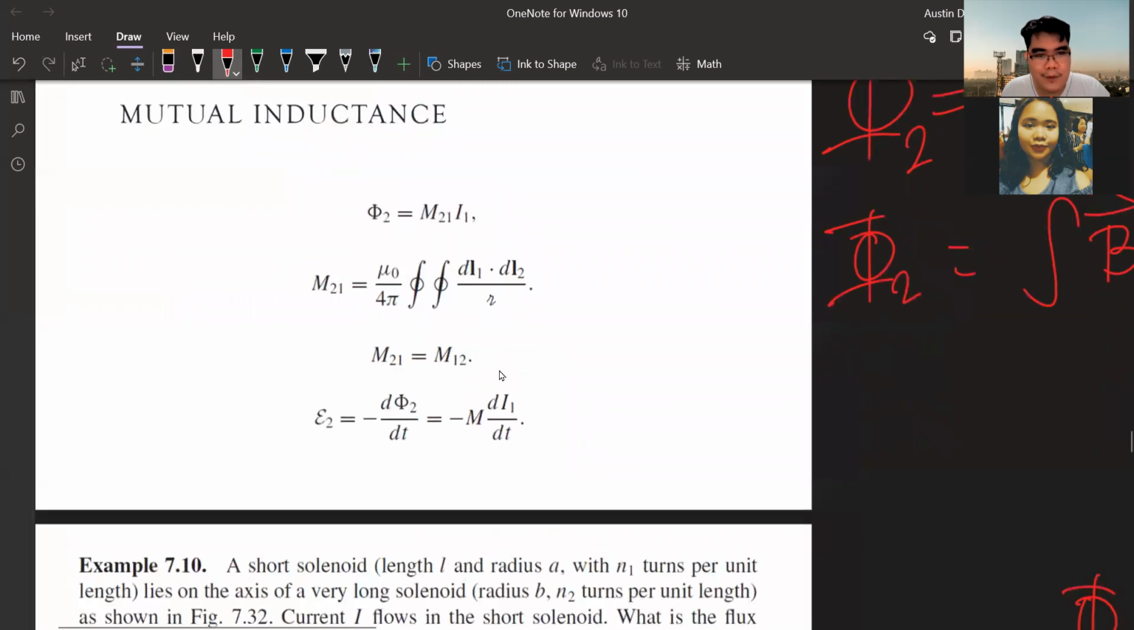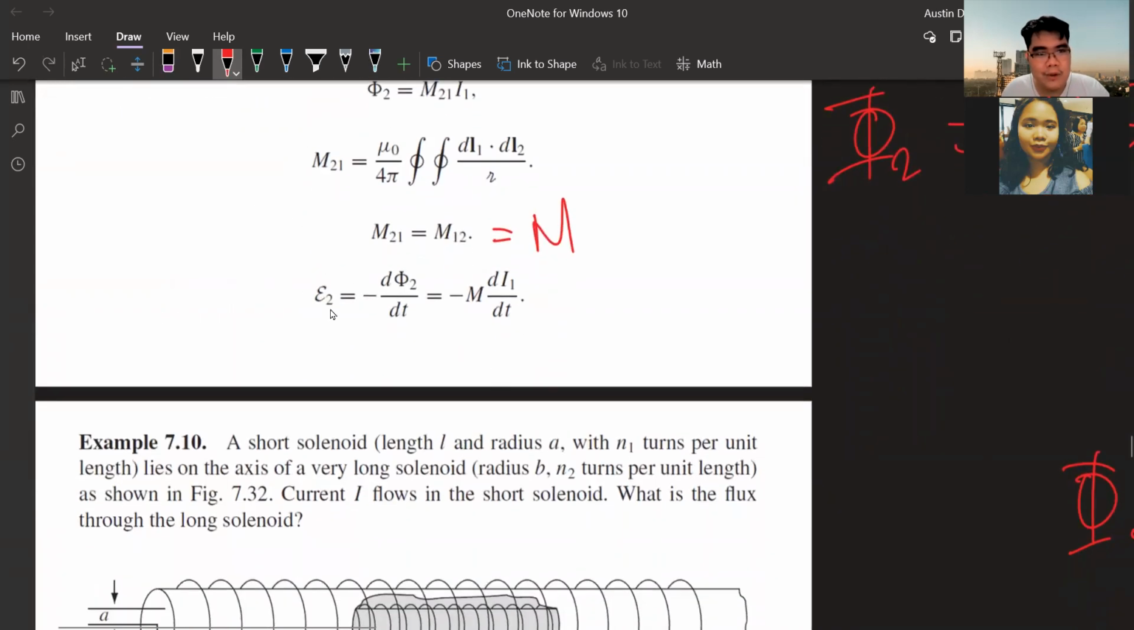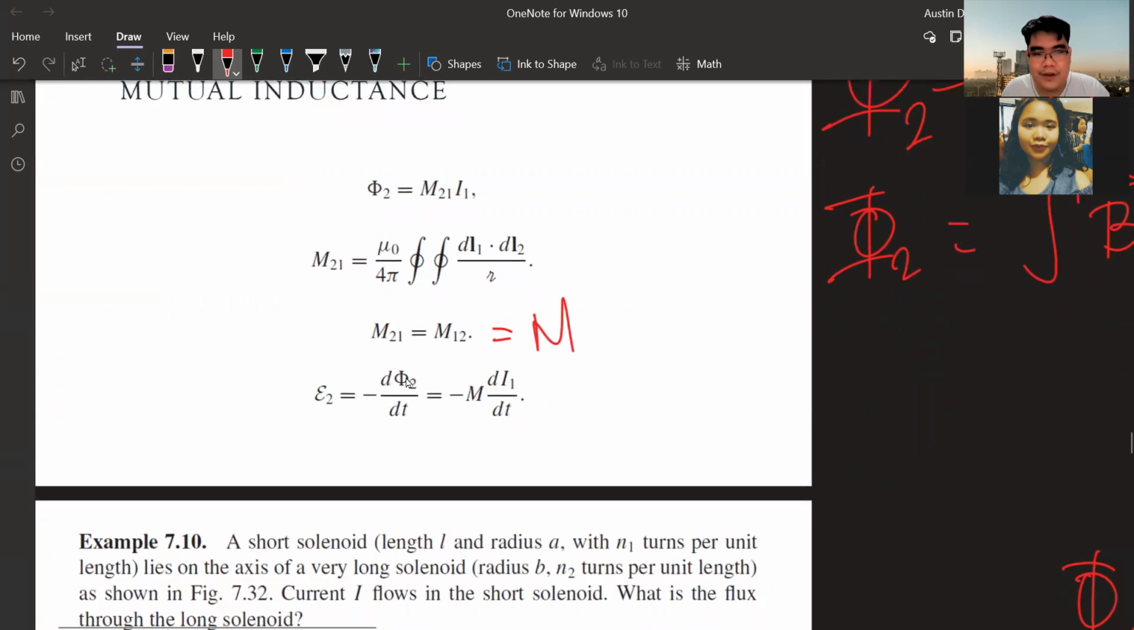Okay? And then if you plug in, let's just write it as M. So when you take the electromotive force on loop 2, you just plug in V2 on your usual formula, you have negative M dI1 over dt.